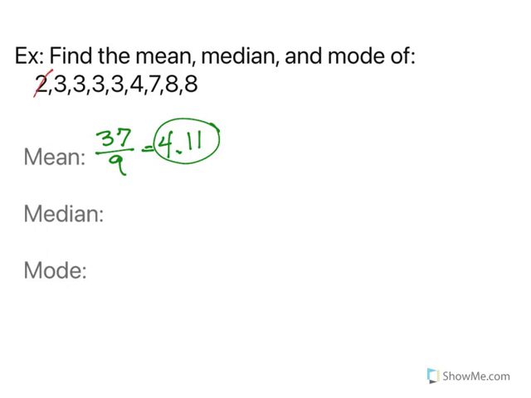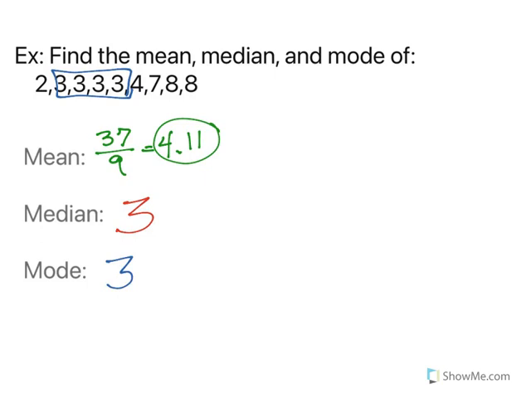Recall that the median is the middle number when your numbers are ordered least to greatest, as mine are. So if I do the cross-out method to get to my middle number, 3 is my median. Great. And then the mode. The mode is the number that appears the most often in the data set. And in this case, I have 4 3s, and therefore 3 is my mode. So I have my mean, median, and mode.